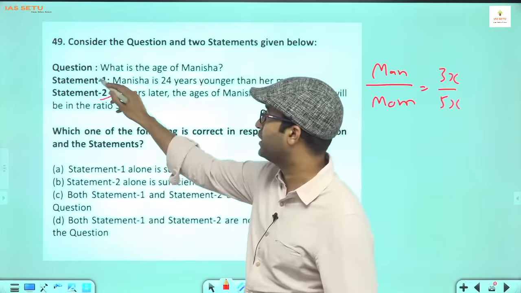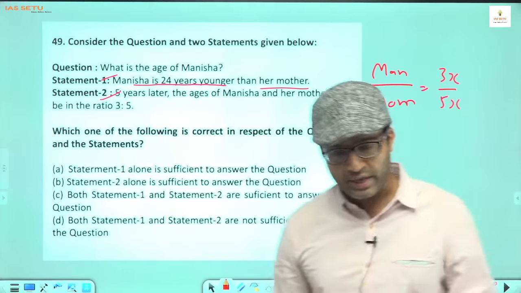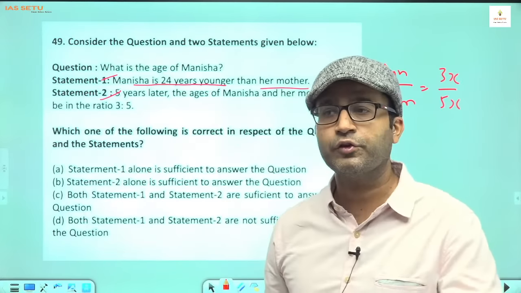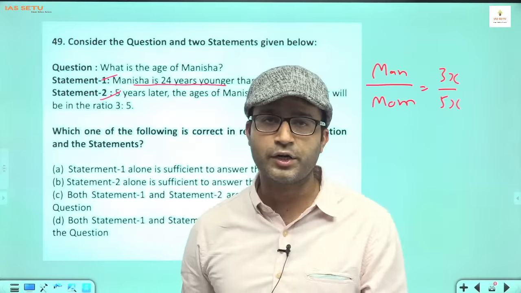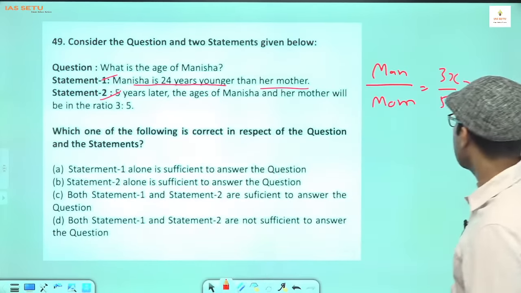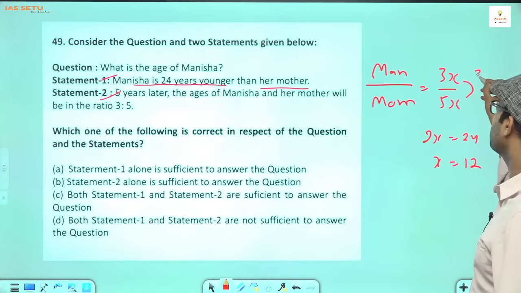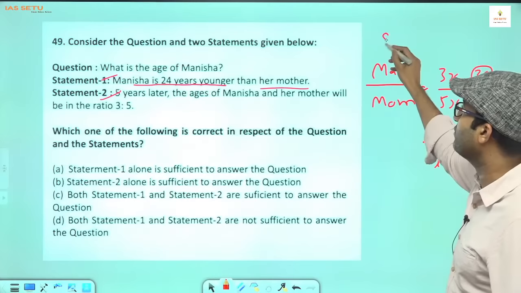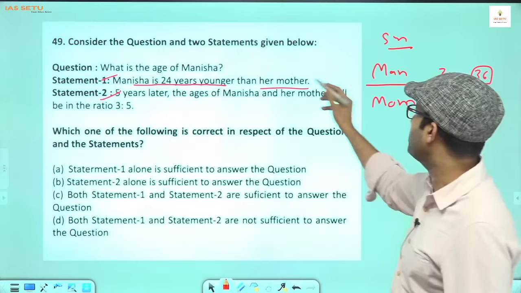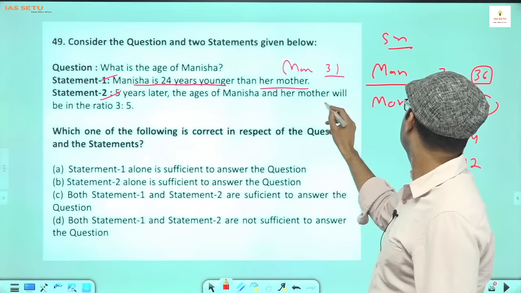So we take help of statement 1. Monisa is 24 years younger than her mother. At present, if there is a gap of 24 years, 5 years later also there will be. If your father and you, or your mother and you, have a gap of 24 years, lifelong it remains 24 years. So there is a gap of 2x, which is equal to 24. X will be 12. So Monisa is 36 years old 5 years later, and her mom will be 60 years. So at present Monisa is 31 years and her mother is 55 years old.